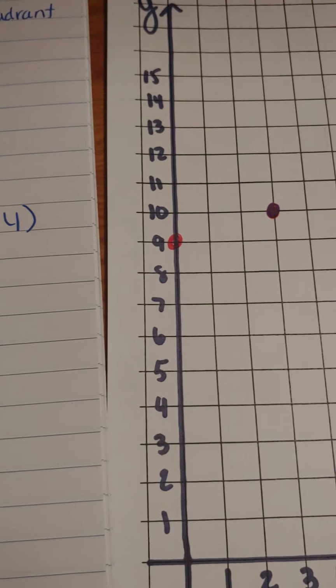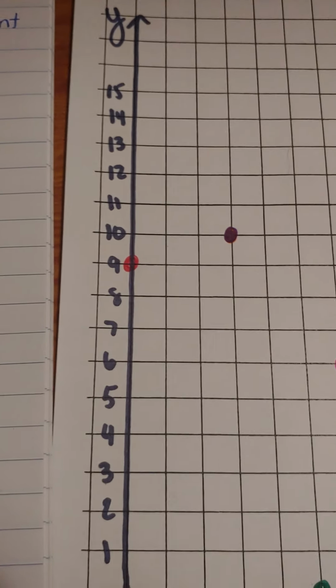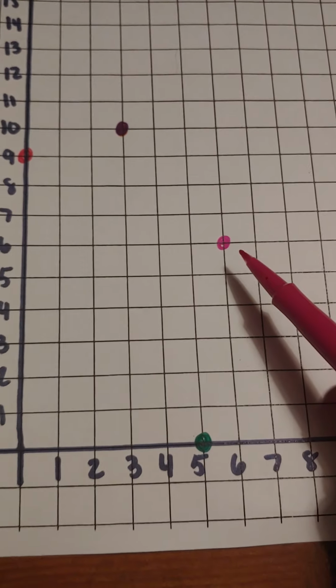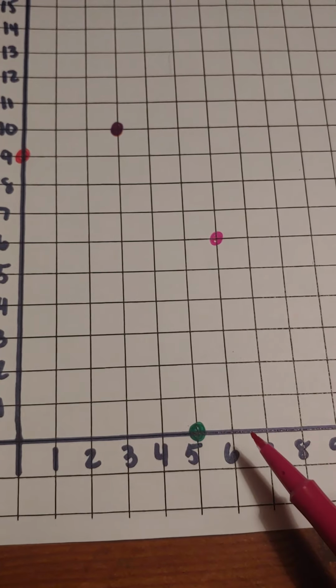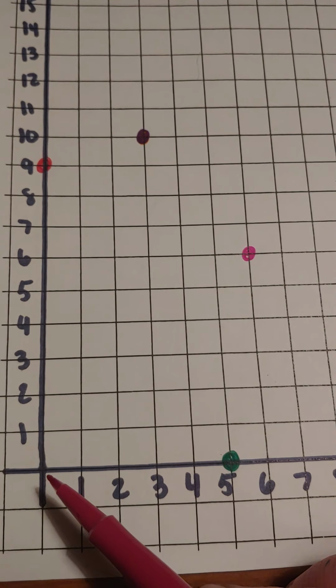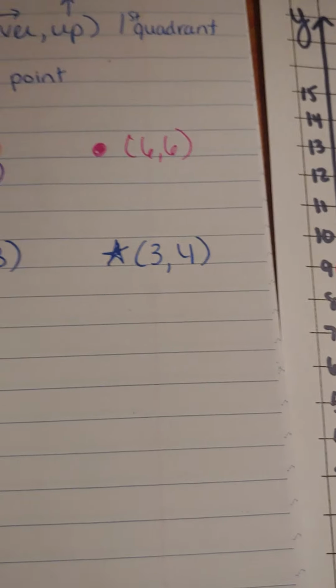And then I'm going to go ahead and find my, let's see, it's like a purpley color here, pinky purple. So it's right here. So in order to do this, I have to go over 6, up 6. So start at my origin, over 6, up 6. Good. So that's what that looks like.